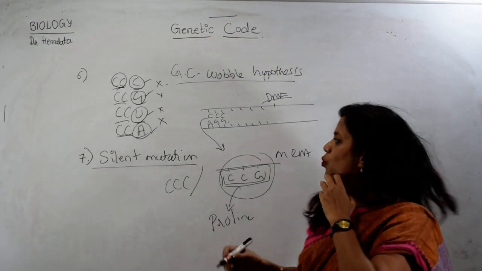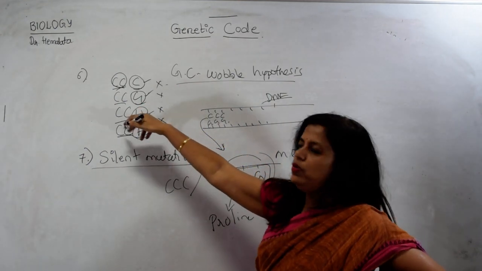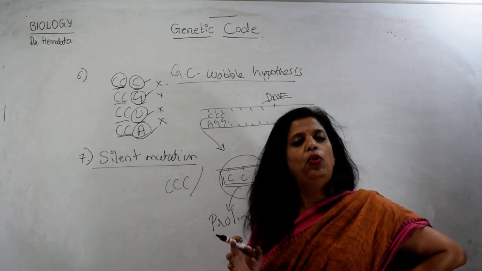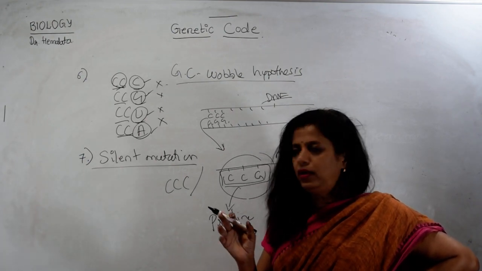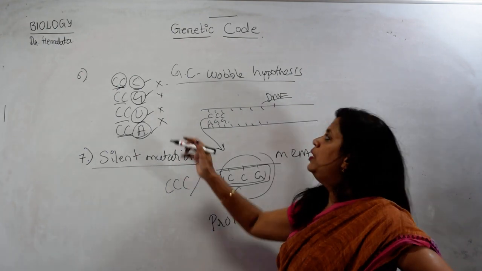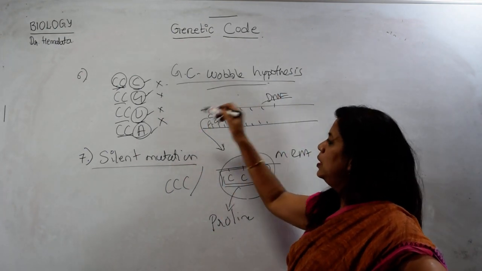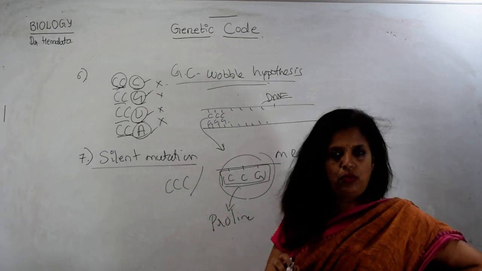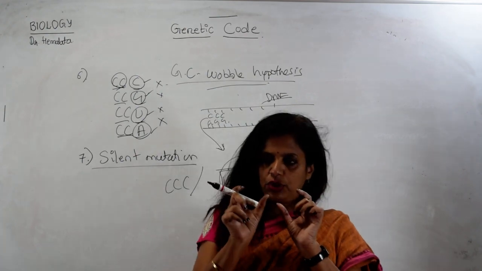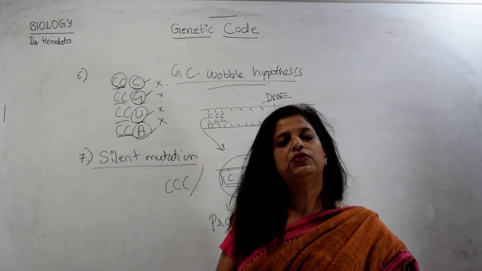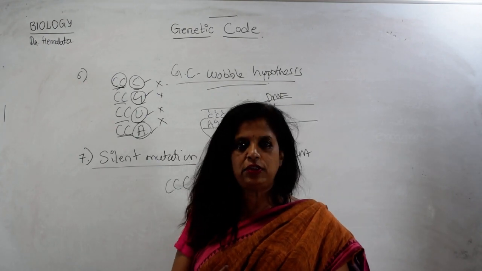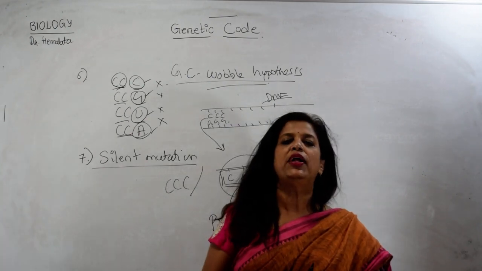First, what I told you is that in the wobble hypothesis, the first two nitrogen bases alone decide the type of amino acid. But this is not true for all amino acids. A few amino acids have more than one triplet code. For those coding for one particular amino acid, only the last nitrogen base is changed. Therefore, the last base we call the wobble base. This is the wobble hypothesis. But this brings about another new thing, a new mutation, which we call a silent mutation. What is a silent mutation? Among the three nitrogen bases, only the first two are specific; the last one is non-specific, called the wobble base. Still, there is no change in the amino acid or the protein, but the nitrogen base has changed. This we call a silent mutation.